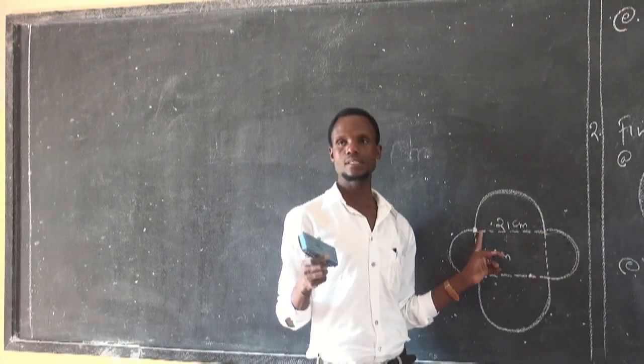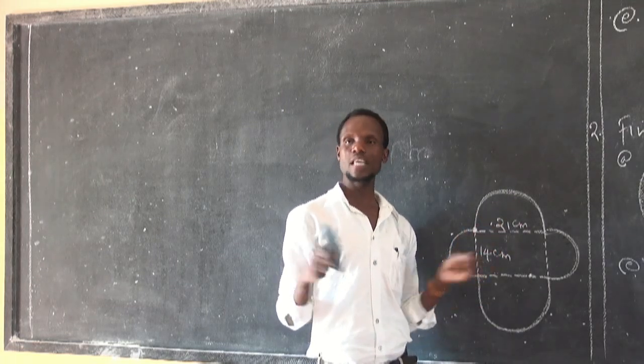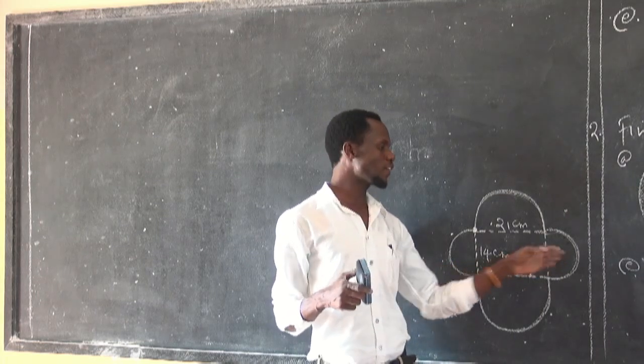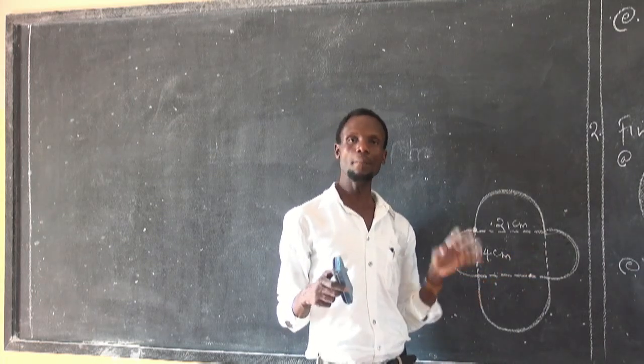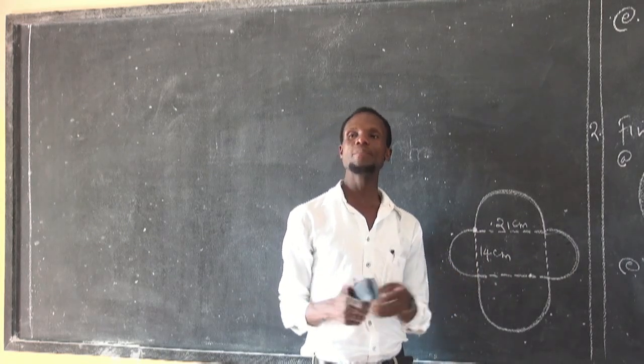So in other words, we have two semicircles with the same diameter, and we have the other two semicircles with the same diameter. So we can put them together and become a circle.